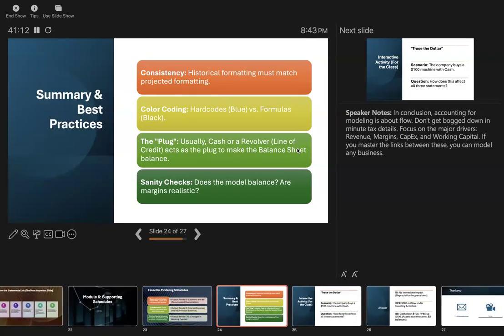So, summary and best practices. One, consistency, where historical formatting must match projected formatting. Here you learn as we move on, team, that financial modeling has its own standards. You can download those standards from Google. It's called FAST. These are standards that you need to acquaint yourselves with. For example, for hard-coded elements, we put them in a blue font. For formulas, the font is black.